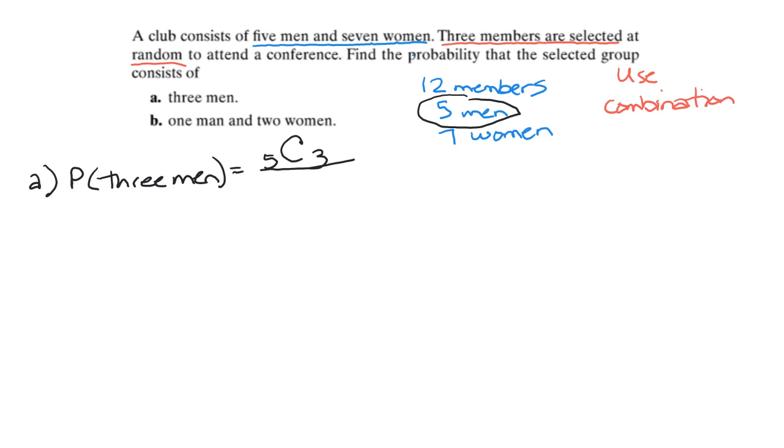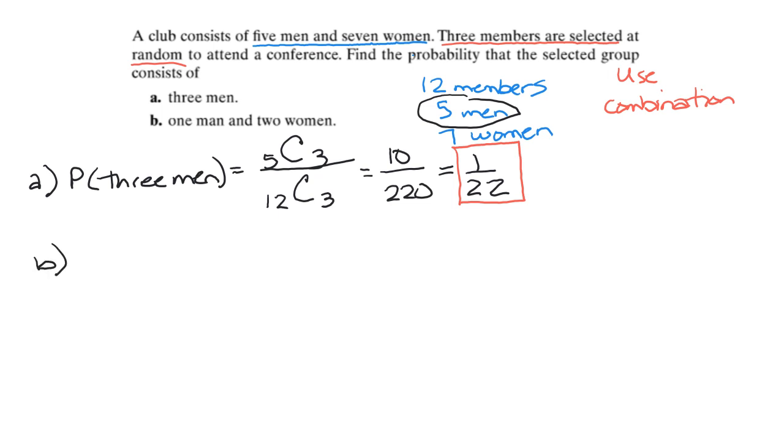In the denominator, we're going to look at the total count. So we have a total of 12 individuals, all 12 members, and we're choosing 3 out of those 12 members. So 5 combination 3 divided by 12 combination 3. When you place this in your calculator, you'll get something like 10 divided by 220, and you want to reduce that to 1 over 22. This will be the probability of choosing 3 men to attend a conference.